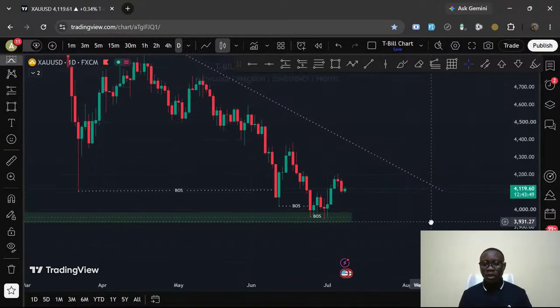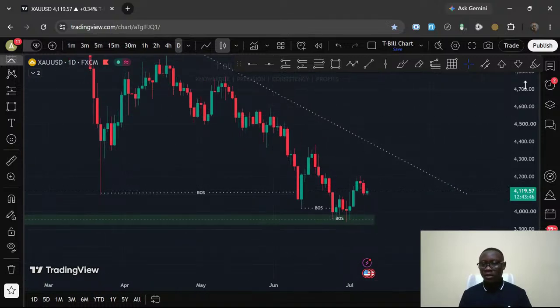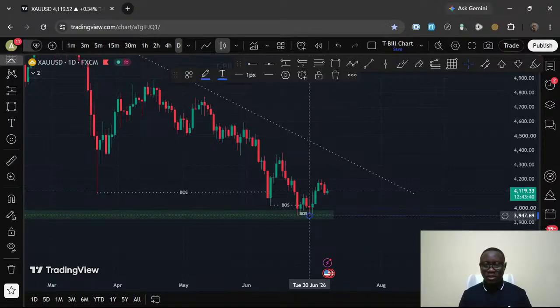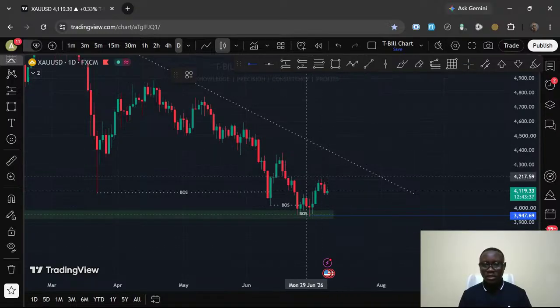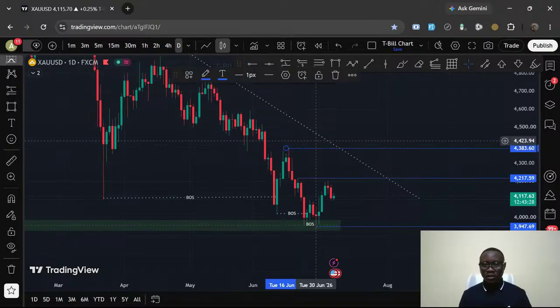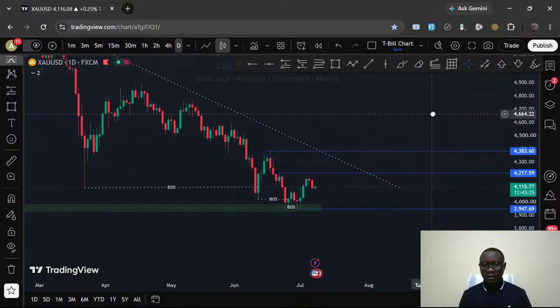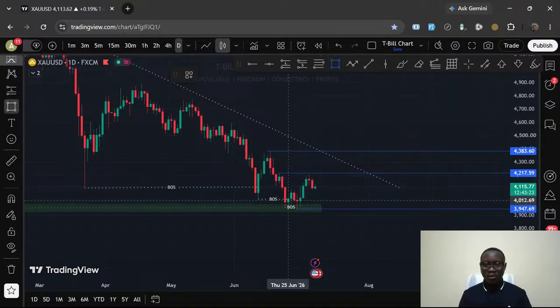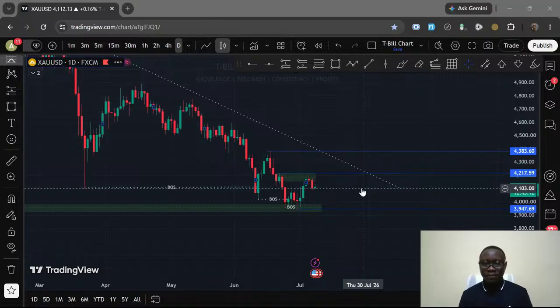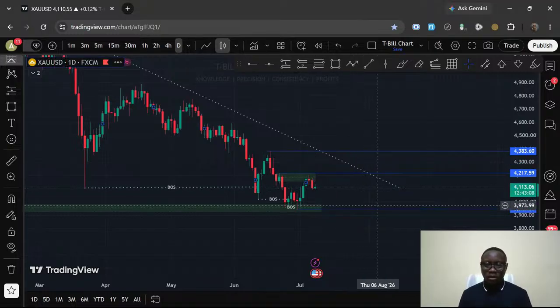All right. Now, for our external liquidity, we have the sell side liquidity, and this is our buy side liquidity, and of course we have this right here. Currently price pulled back to this order block zone right here on the daily time frame. Price pulled back to the order block zone right there.